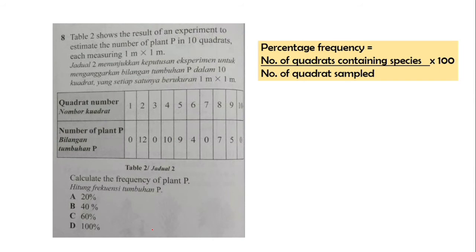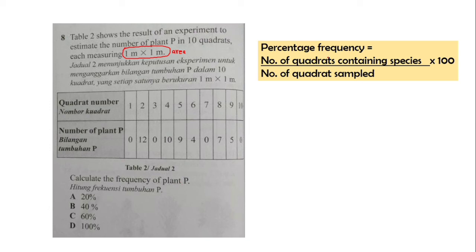Okay, next example. Okay, table 2 shows the result of an experiment to estimate the number of plant P in 10 quadrats with area, okay, area 1 meter times 1 meter. So this is the area of the quadrat. Okay, the total number of quadrats is 10, okay, but not all quadrats are occupied by species P. Okay, so for the percentage frequency, the question asks you to calculate the frequency of plant P.